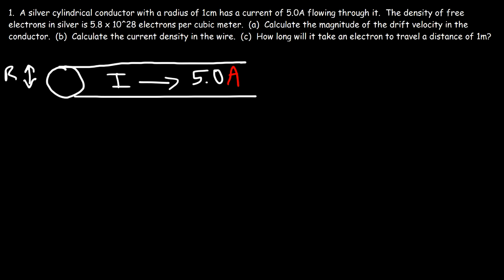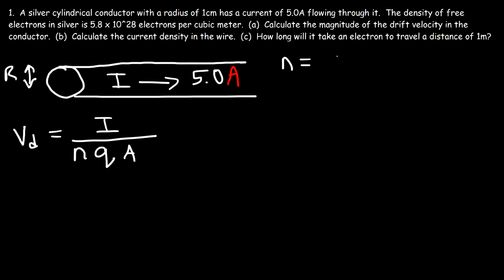Now, if you want to, feel free to pause the video and try this problem. But let's go ahead and begin. How can we calculate the drift velocity in this conductor? The formula that we need is this equation. It's equal to the current divided by N, which is the density of the free electrons in this material, multiplied by the charge of a single electron times the area.